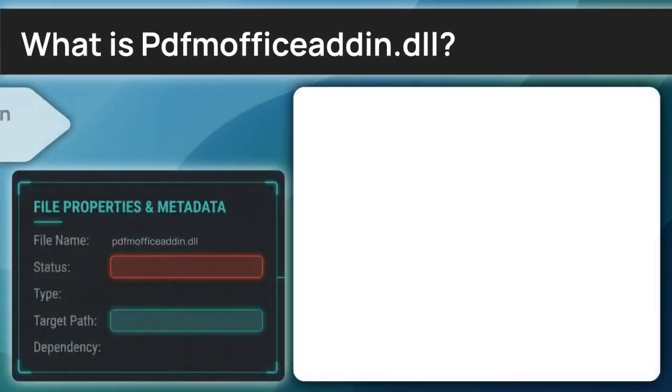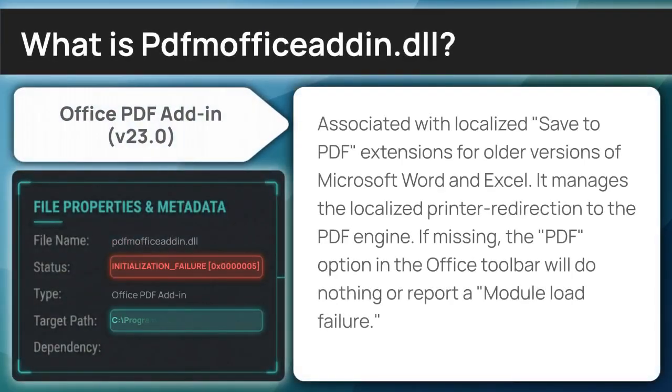This is the Pdfmofficeaddin, associated with localized save to PDF extensions for older versions of Microsoft Word and Excel. It manages the localized printer redirection to the PDF engine. If missing, the PDF option in the Office toolbar will do nothing or report a module load failure.